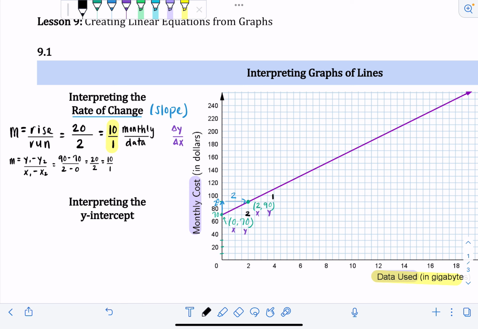But I'm going to write it as each gigabyte costs $10. So each gigabyte costs $10. You could write it as using an extra gigabyte would cost you an extra $10. However you want to write it, that puts together the information that there's a $10 increase for each gigabyte that you use.